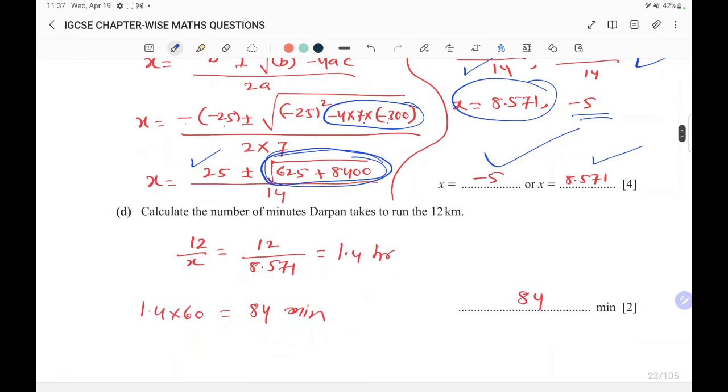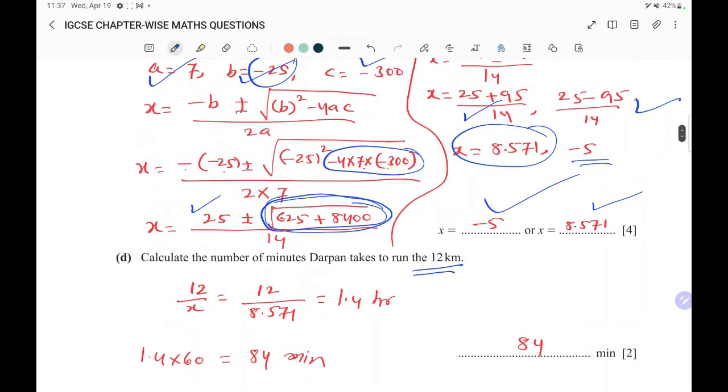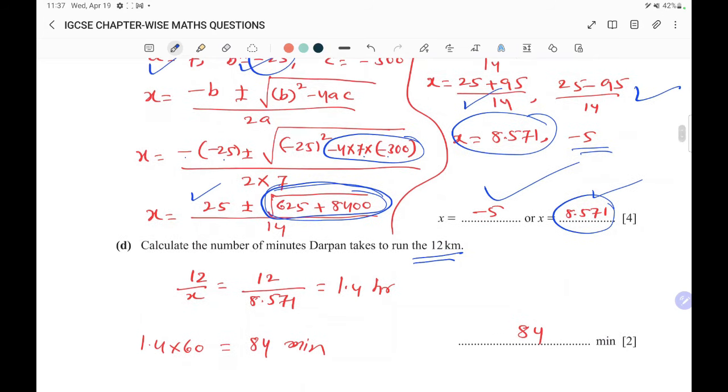Now calculate the number of minutes Darpan takes to run 12 kilometers. Again, x cannot be negative because x is related to speed, and it cannot be negative here. So 8.571 we have to consider.